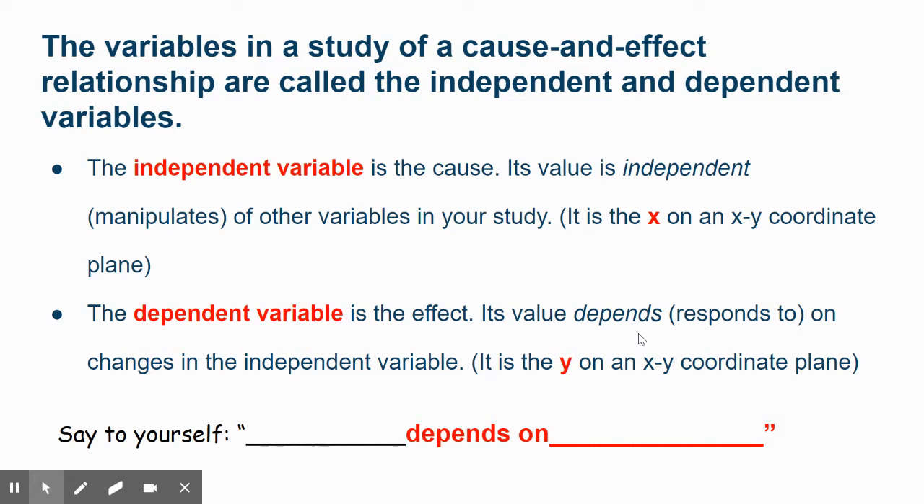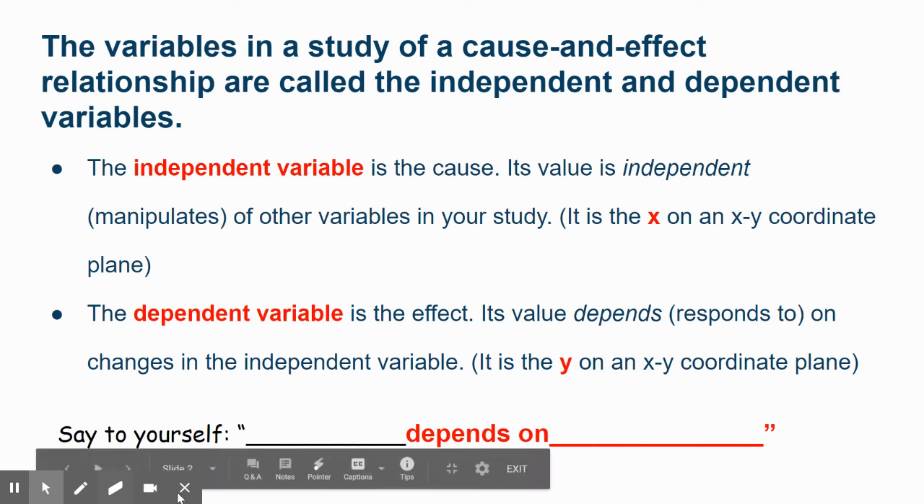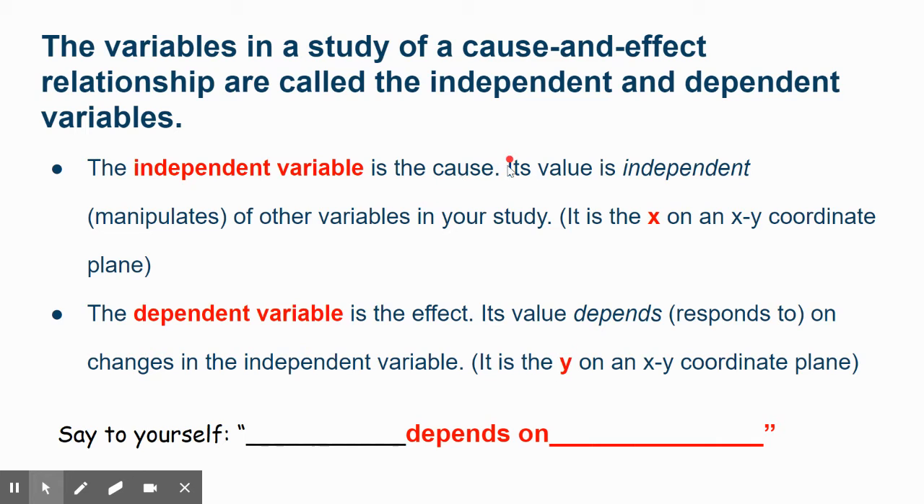The variables in the study of a cause and effect relationship are called the independent and dependent variables. They're the cause and effect. The independent variable is the cause. Generally, it's what happens first. Its value is independent, or it manipulates the other variable in your study. It's the x in the xy coordinate plane, or the x in a function-based equation.